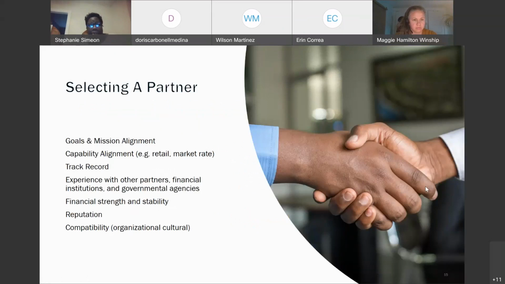So, selecting a partner: do we have goals and mission aligned? Remember, I said some of you may not already be an affordable housing agency, but maybe you run an organization for the developmentally disabled, and you're noticing that you can only help your clients so far because housing insecurity is coming up, food insecurity, whatever the case may be. That's why you want to select a partner that's going to help you really 10x your mission and really help your client, the end user.